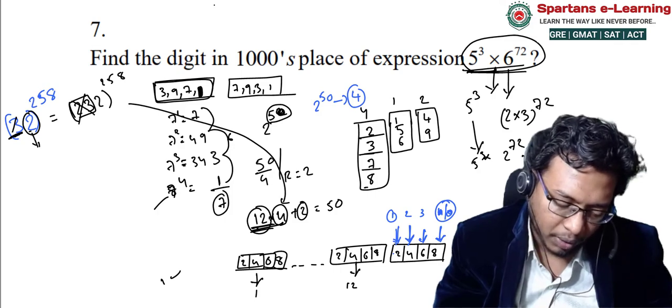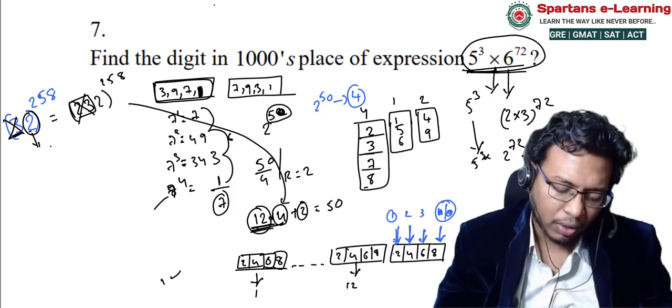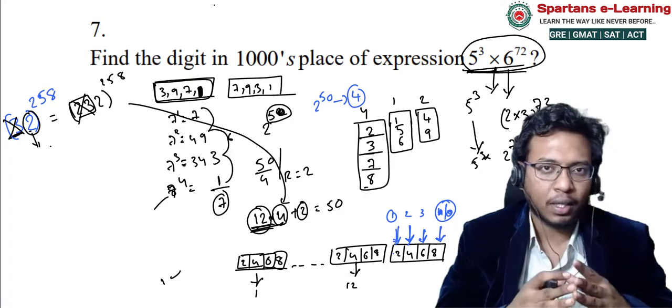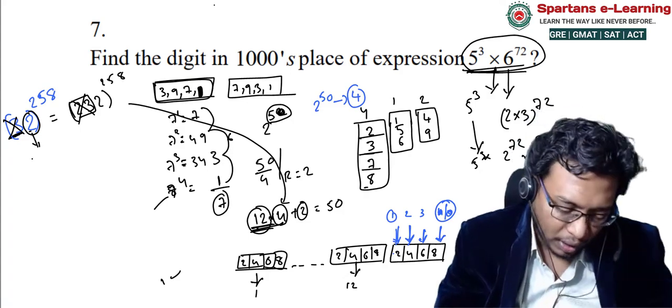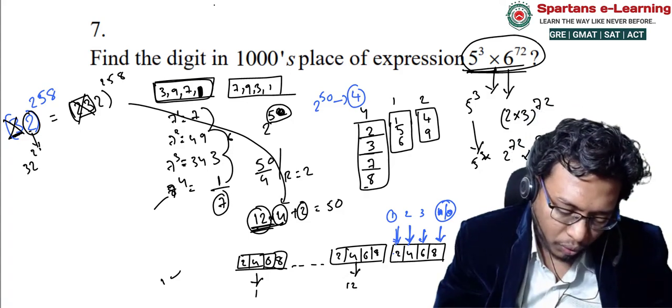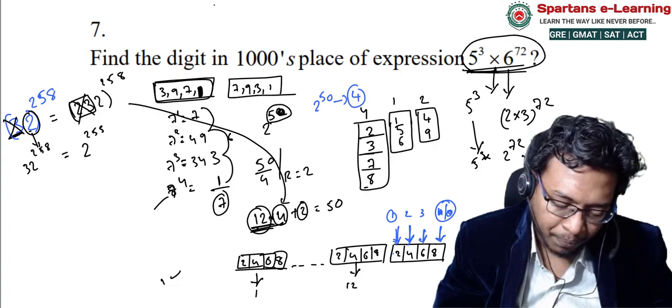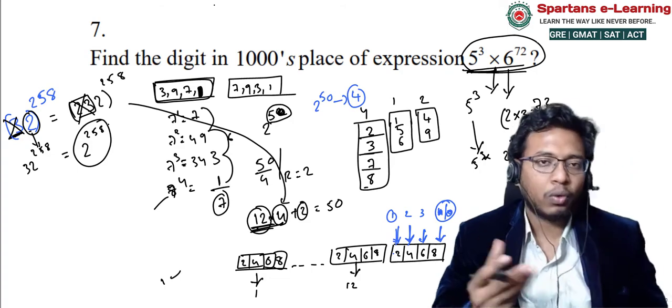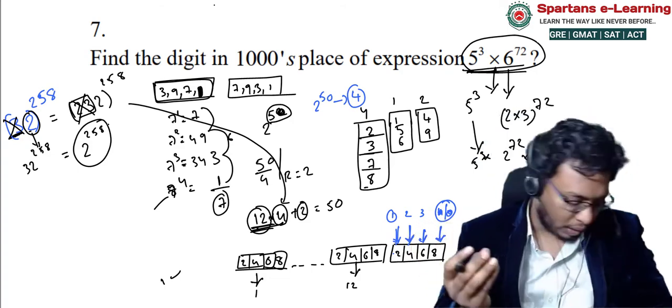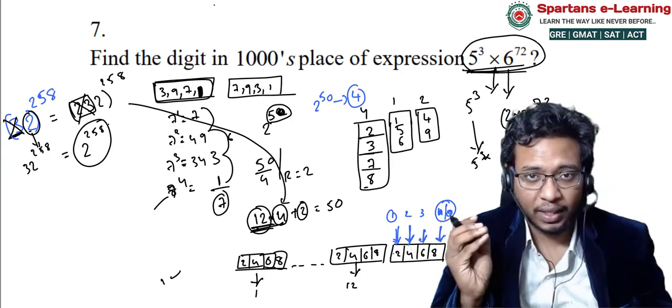Just ignore them. That means you let the number be any big number, okay? But you have to consider the units digit. So 32 power 258 means the units digit you have to find is for 2 power 258. Now I told you, for 2 power 258, the units digit will depend on the cyclicity of 2.